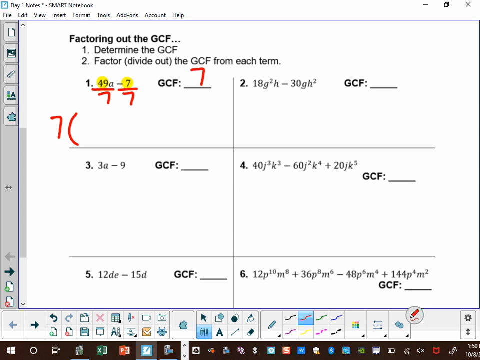Okay, that's part one. I'm going to write down my GCF on the outside, parentheses, because now I'm going to divide. What's 49 divided by 7? 7. My A just stays. And then what's negative 7 divided by 7? 0. No, 1. Negative 1. So when they say take out the GCF and divide, that's what we did. My GCF was 7. Once I divided out my GCF, I'm left with 7A minus 1.